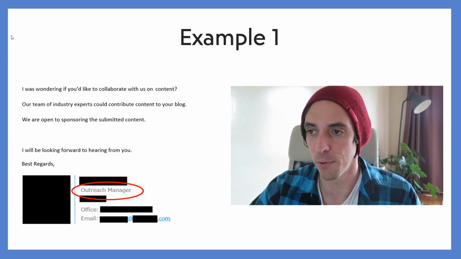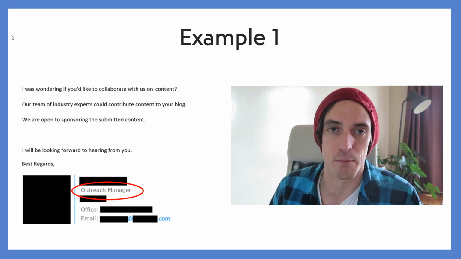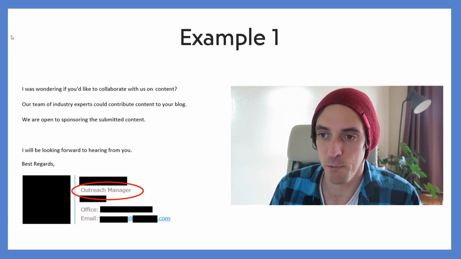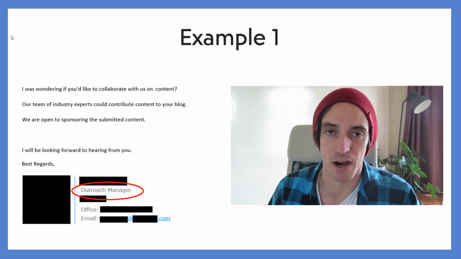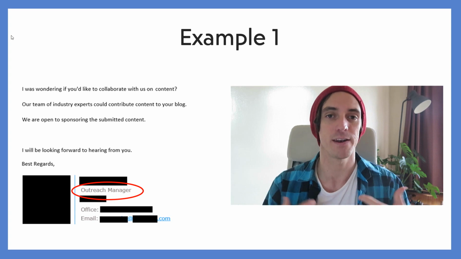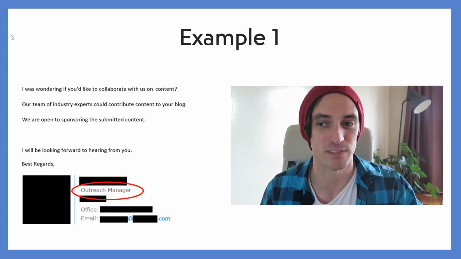And I'll show you why in a moment. So here's the first example. Someone sent me an email and they said, I was wondering if you'd like to collaborate with us on this content. Our team of industry experts will contribute content to your blog. We are open to sponsoring the content. I'm looking forward to hearing from you. Best regards. So, a very normal outreach email that someone has sent to me. So I didn't have to send any outreach emails. That's why I'm calling it the reverse outreach method, because I'm using other people's outreach.